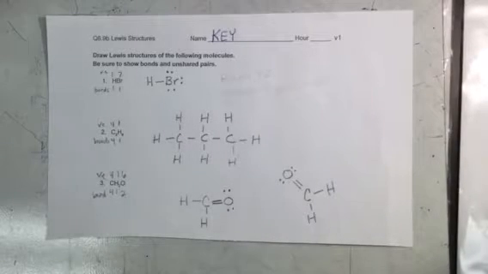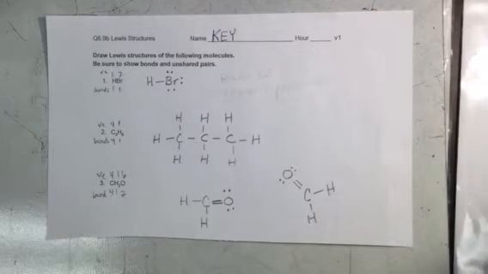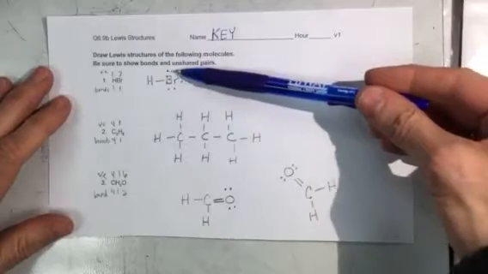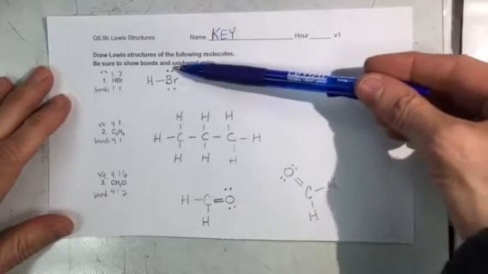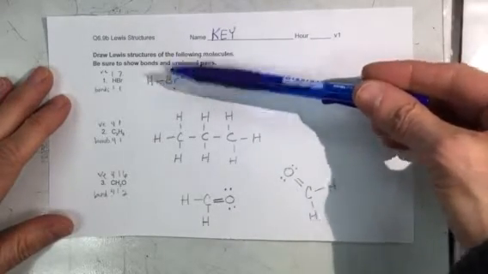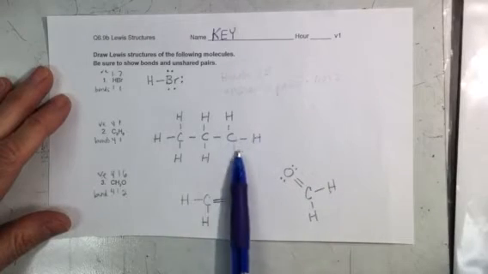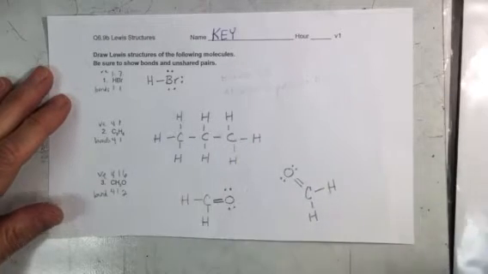All right, let's see how you did on this Q6.9 practice test. Here is how your drawings should look. Double check that you have 6 unshared electrons or 3 unshared pairs and a single bond here. Here you should have all single bonds, no unshared pairs, no dots.